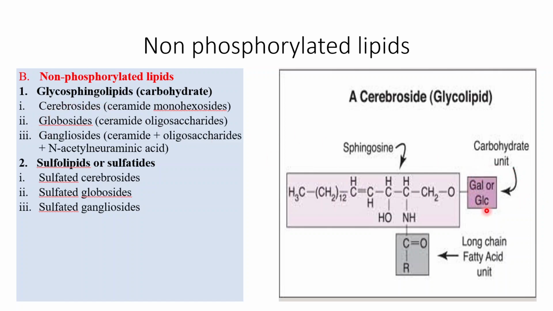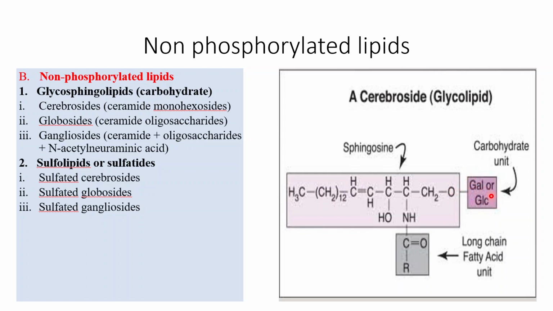If you have an oligosaccharide, then it becomes a globoside. If it is an oligosaccharide and it also has neuraminic acid attached to it, then it becomes a ganglioside. So it depends upon which type of carbohydrate is added to ceramide. Sphingosine plus fatty acid is a ceramide, and the type of carbohydrate attached to the ceramide gives the classification of glycosphingolipids.